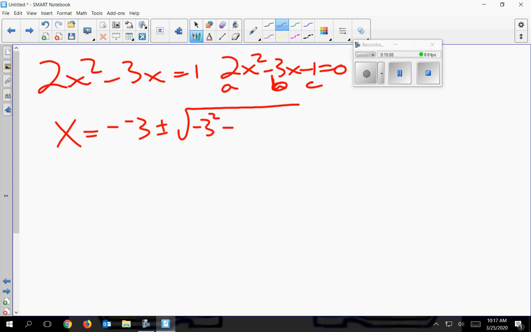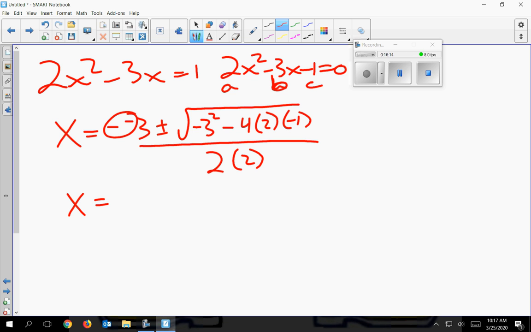4 times my a is 2. My c is now a negative 1. All over 2 times my a, which is 2. See how I'm scarred for life? I keep bringing that stuff up. x equals, these become positive 3 plus or minus the square root. Negative 3 squared is 9. Minus, put that minus sign, I'll multiply these up. 4 times 2 is 8, times negative 1 is negative 8. All over 4.